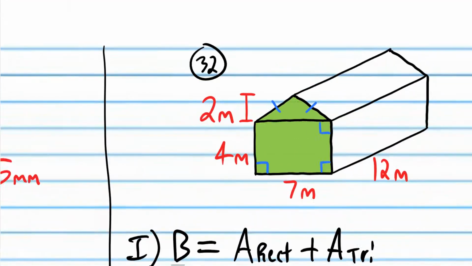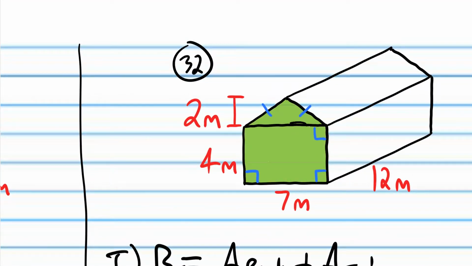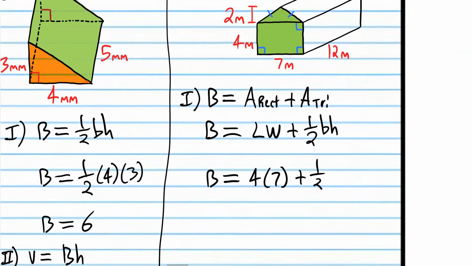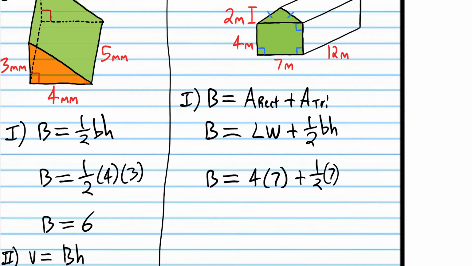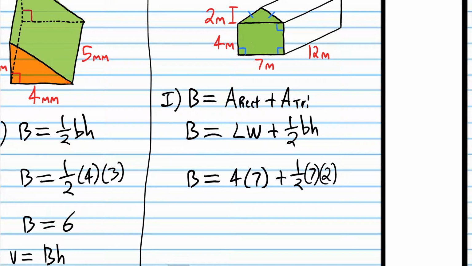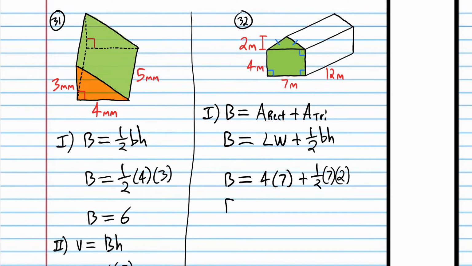Now, it doesn't look like we have the base, but this rectangle is a parallelogram. Remember, all rectangles are parallelograms, which means opposite sides are congruent. So if this side is 7, that means this side must be 7, and that side is the base of the triangle. So the base of the triangle is 7. And the height of the triangle is 2. We're given that. So the base area is equal to 28 plus 7, which is 35 cubic meters, and I guess we don't have to write the units because it's an intermediate step.